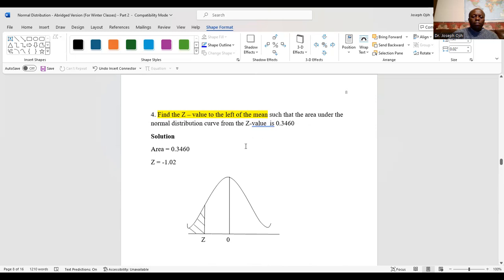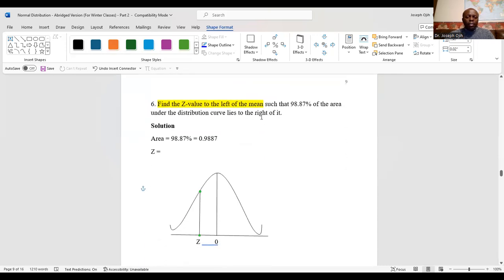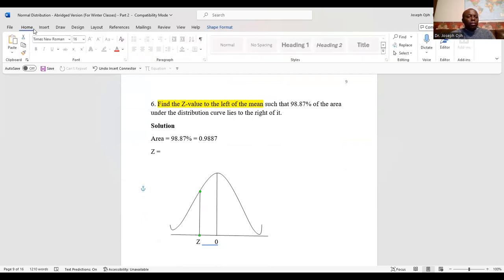Now, see, it is 0.34. Yeah, I think we are here. We look for this. It's the area they give us. So the area under the normal curve from the Z value is this. But it says here that 98.87% of the area under the normal curve lies to the right of it.